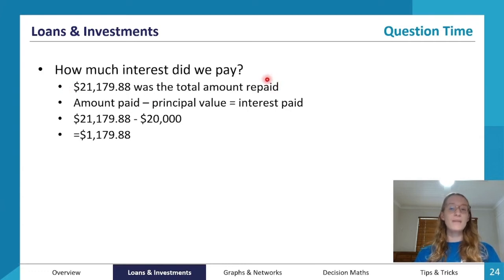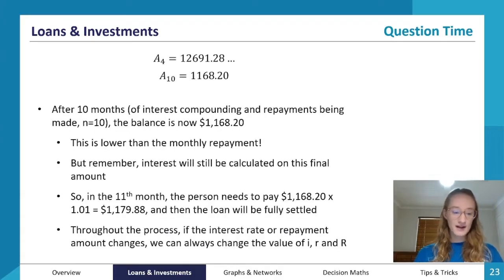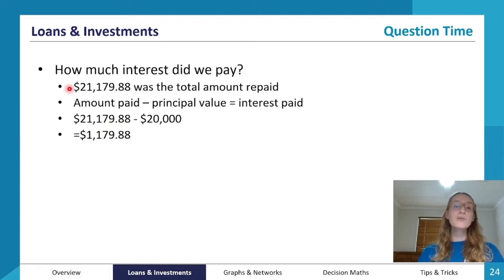So to work out the total amount repaid, to make that a little bit clearer, I'll go back to the previous slide. We can see that up until the 10th month, we repaid $2,000 a month. So for 10 whole months, this person paid back $2,000 every month. So 10 months at $2,000 a month means they paid back $20,000. And then in the last month, they paid back $1,179.88.